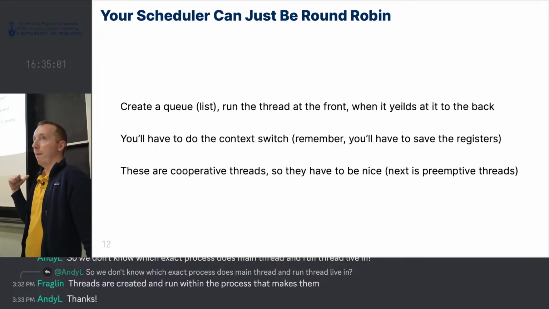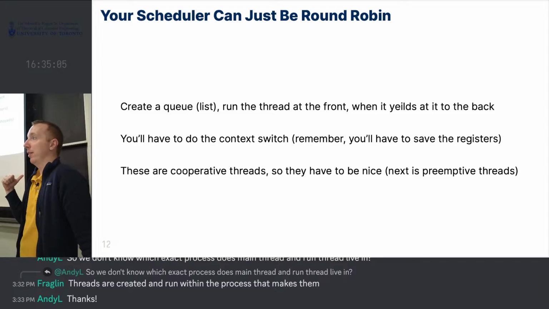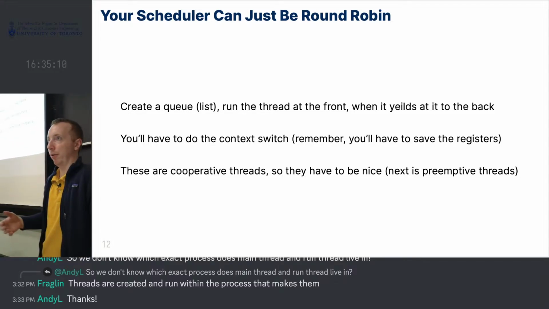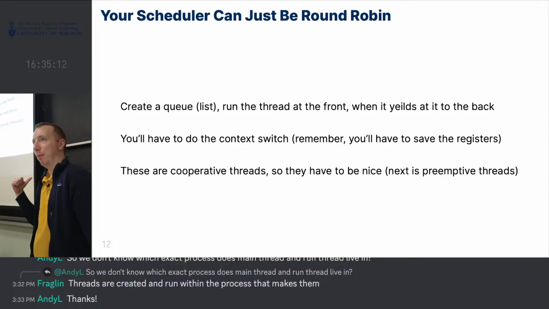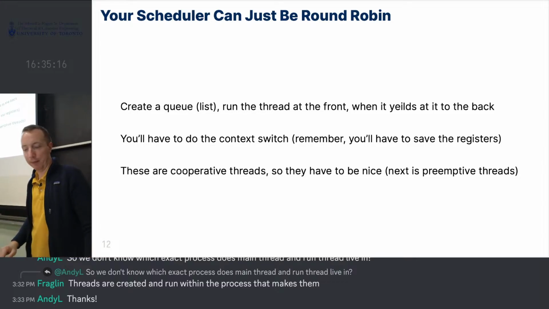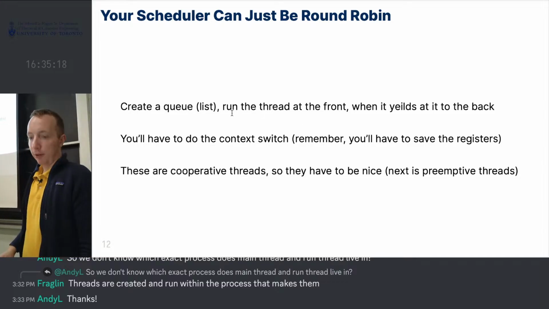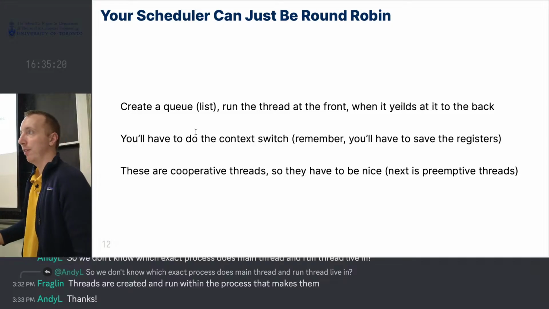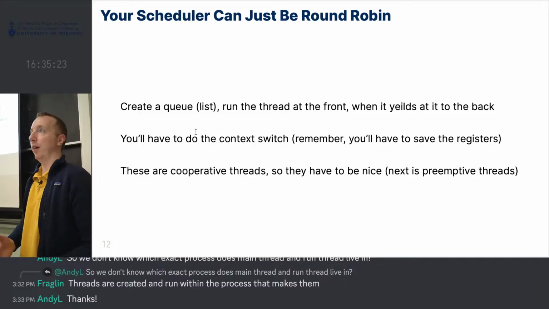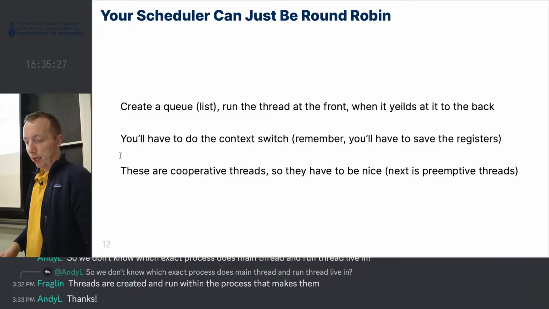Obviously, there are some caveats here. If it is the only thread and it yields, it should just continue running because there's nothing else to run. So if you want, you can implement it going to the back, and then the back is the front, so you can execute yourself. You can do whatever you want. You'll also have to do the context switching. You have to save the registers. Again, I will show you how to do this in the next lecture. And these are going to be cooperative threads, so they have to be nice.